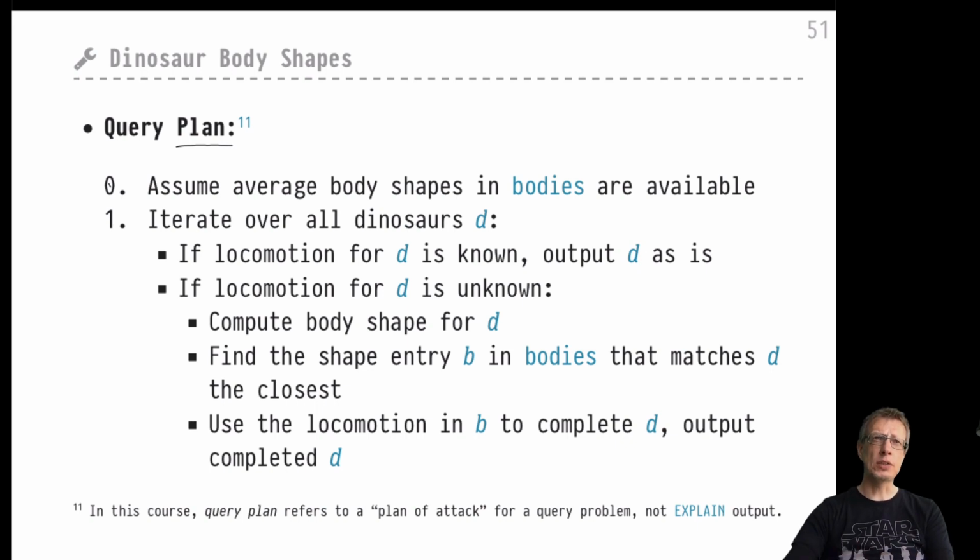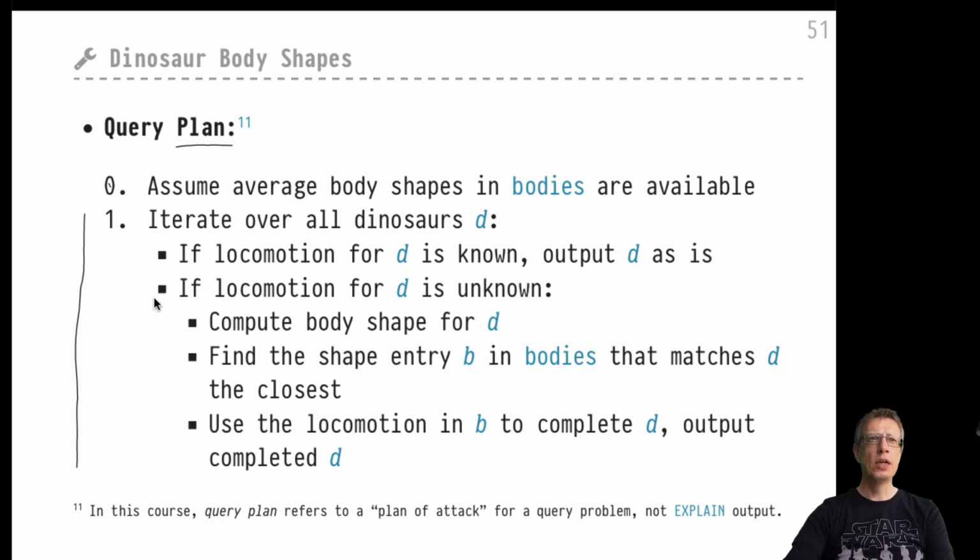Given that this table exists, the rest of the strategy is actually rather simple. We would iterate over all the dinosaurs D, so extract all the dinosaur data and call one row D. If the locomotion for D is known, and for most of the rows in our table that's already the case, then we could just output and leave D as is. There is nothing to be inferred: the locomotion, the legs column, is already non-null, everything done.